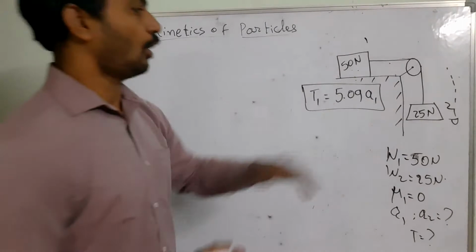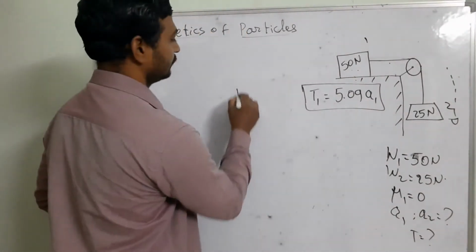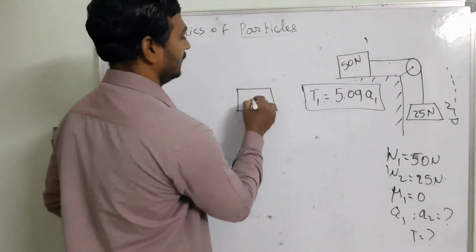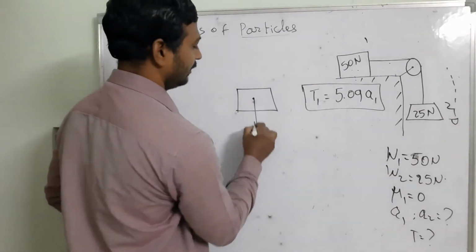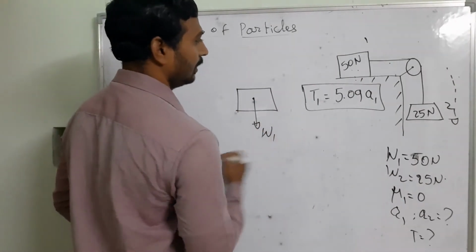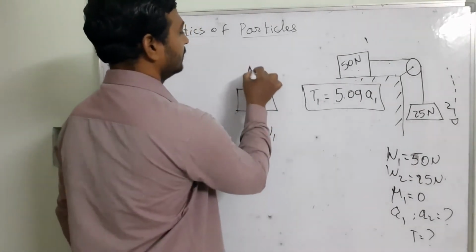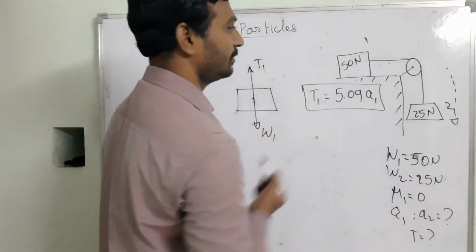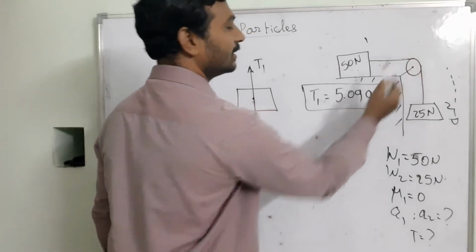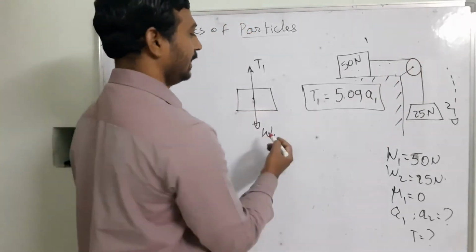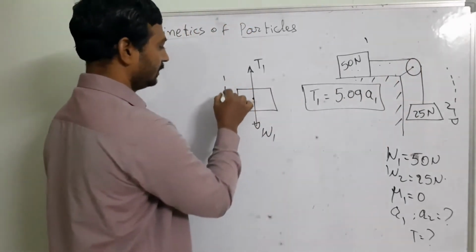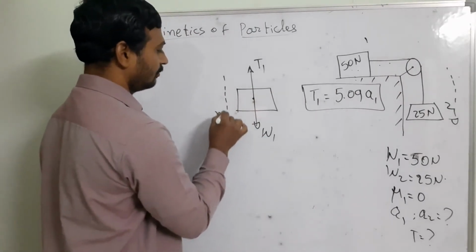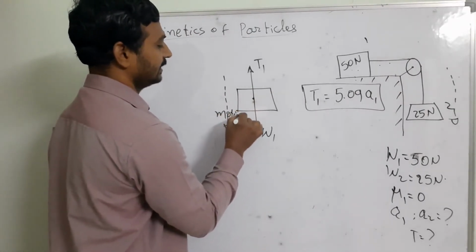Now take the block 2. This is going to be your free body diagram, and the self weight is going to be acting in the downward direction, that is the W1, and similarly the tension is going to be acting in this direction, because the tension here and here is going to be the same, because here the friction is nil. So this body is going to be trying to move in this direction. The motion is in the downward direction.